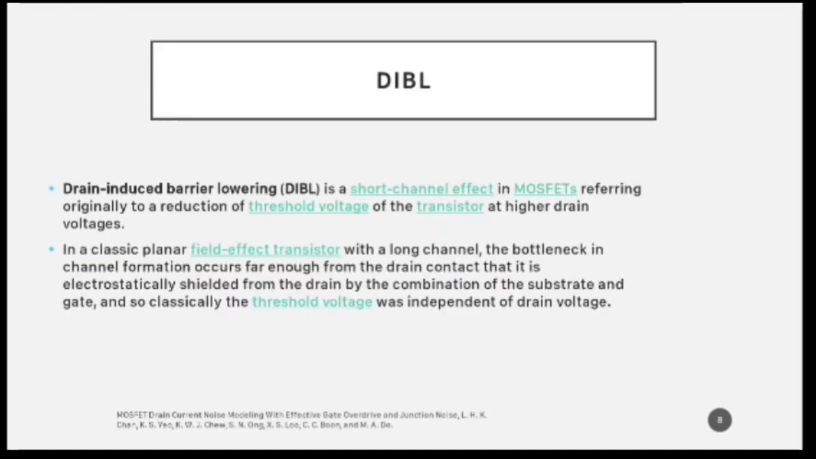So let us move on to DIBL. DIBL is nothing but drain induced barrier lowering. So it's a short channel effect in MOSFET. Short channel effect in MOSFET refers to the behavior of transistor where the channel length is reduced to smaller dimension. So as channel length decreases, some effects would be prominent. So the reduction of threshold voltage of the transistor at higher drain voltages. So this is known as DIBL.